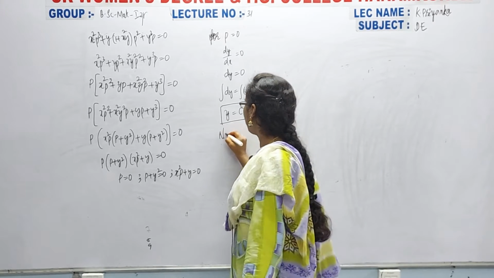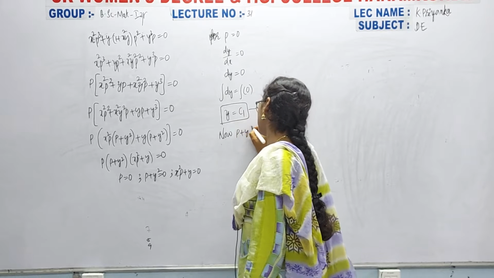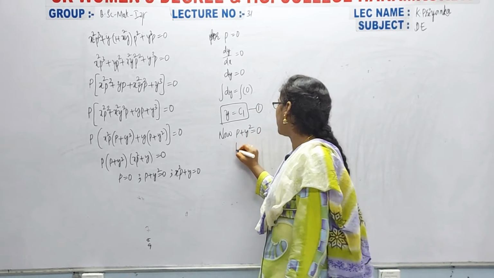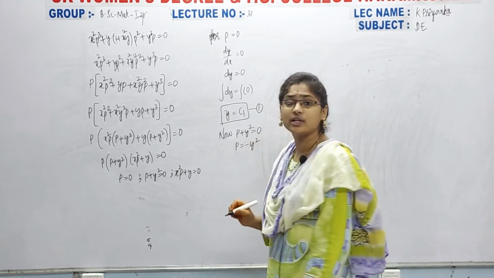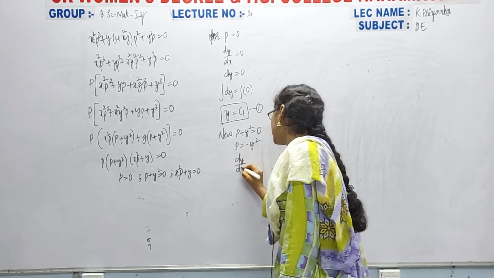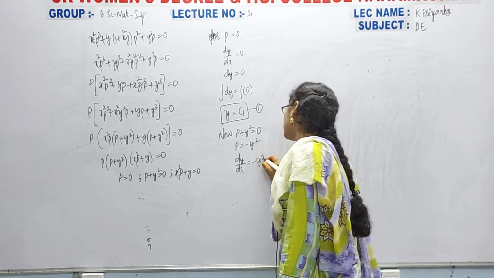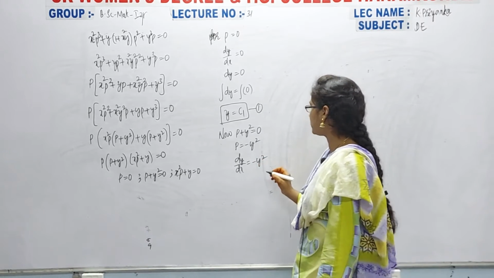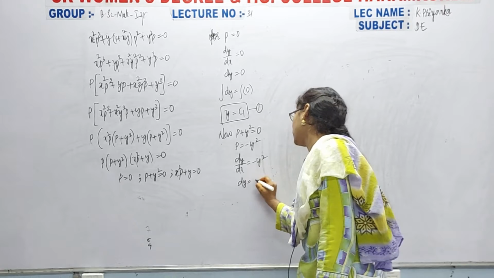Next what we have now, p plus y square equal to 0. Now p equal to minus y square. What is the p value, ma? dy by dx. So dy by dx equal to minus y square. Now what I am doing is, I am taking the cross multiplication.